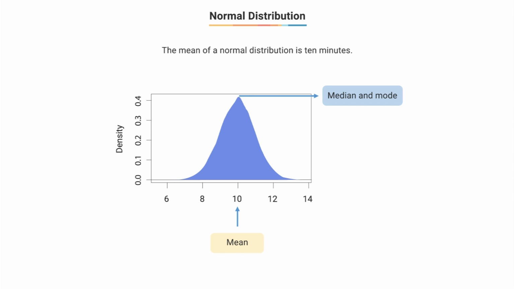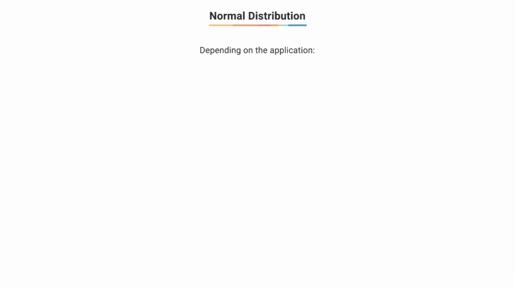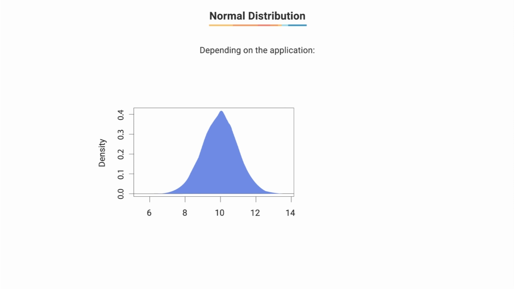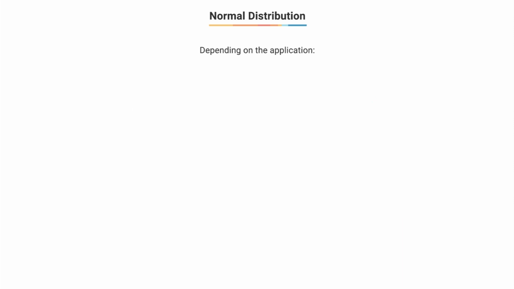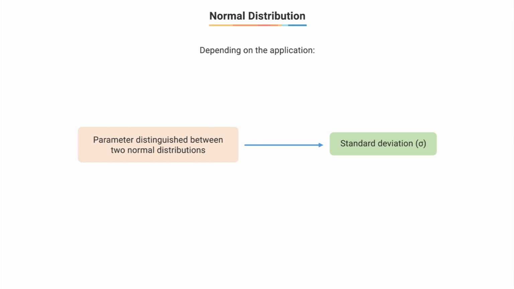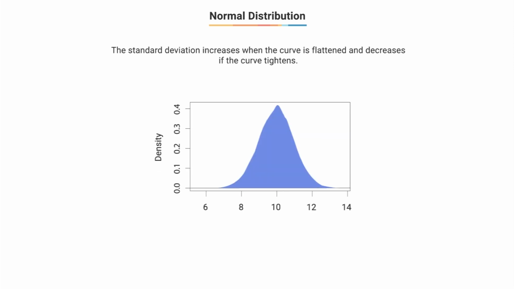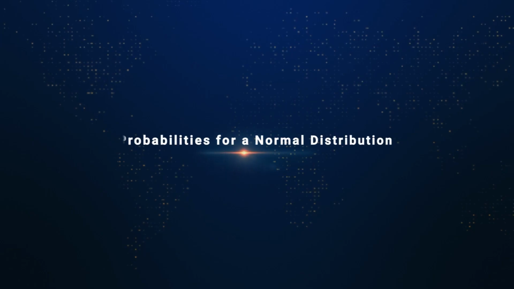In our case, the mean was 10 minutes, but in general it can be any value. Depending upon the application, the mean could be positive, negative, or 0. Here you can see how the distribution changes as we change the mean from -10 to 0 to 20. The second important parameter to distinguish between two normal distributions is the standard deviation, which we have denoted by sigma. If I flatten the curve, you can see in the figure that the standard deviation has increased. Similarly, if we narrow the same curve, it shows that the standard deviation is decreasing.